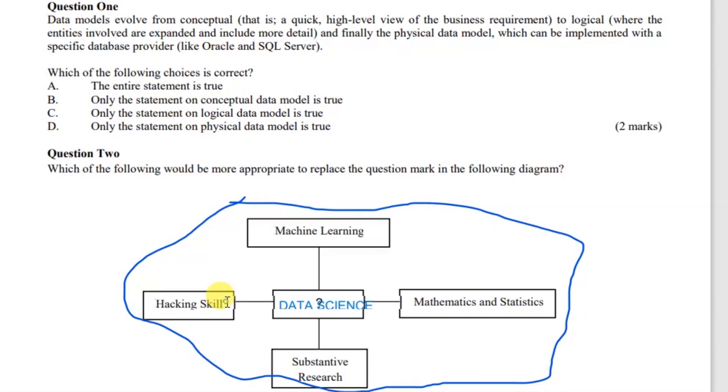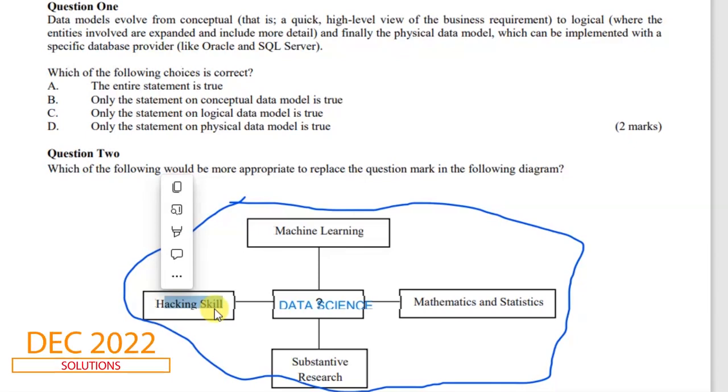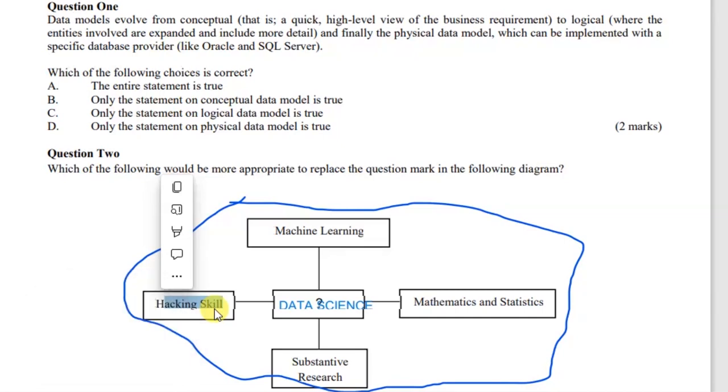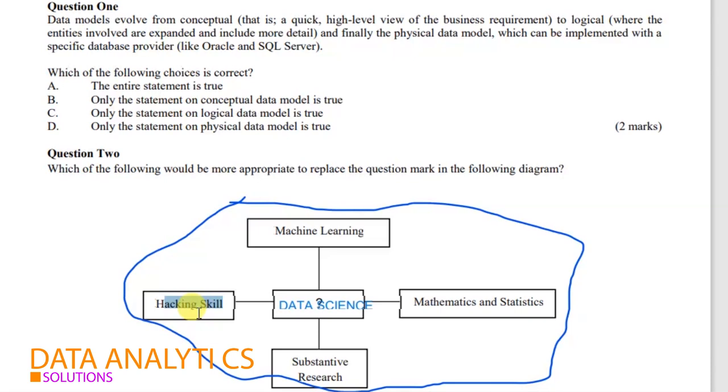The other field is hacking. Candidates, you should not be bamboozled by the term hacking skill, because I know hacking generally has negative connotations due to its association with cybercrime. However, hacking is not always a malicious activity. In the context of data science, hacking skill is simply the programming skills that the data scientist requires to efficiently manipulate the data, and therefore hacking is yet another field or sub-discipline in data science.